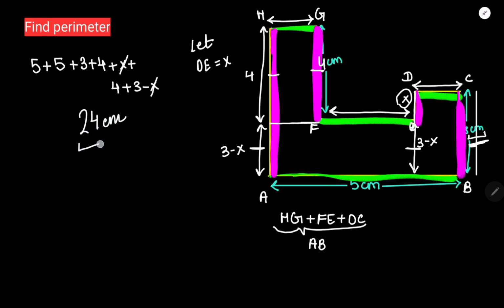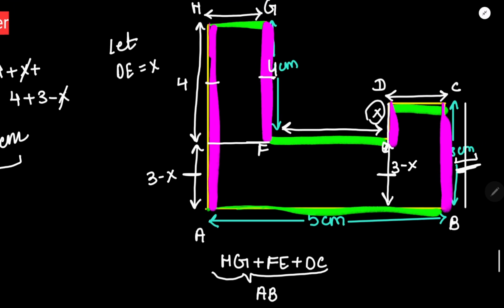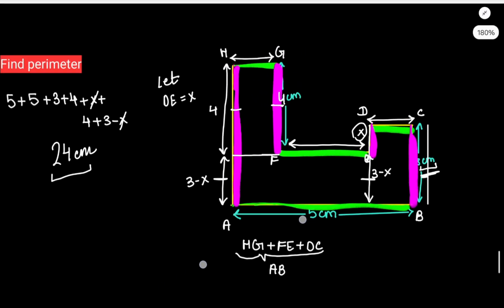So that means the perimeter of this figure, beautiful figure, is what? It's 24. So I hope you understood this.